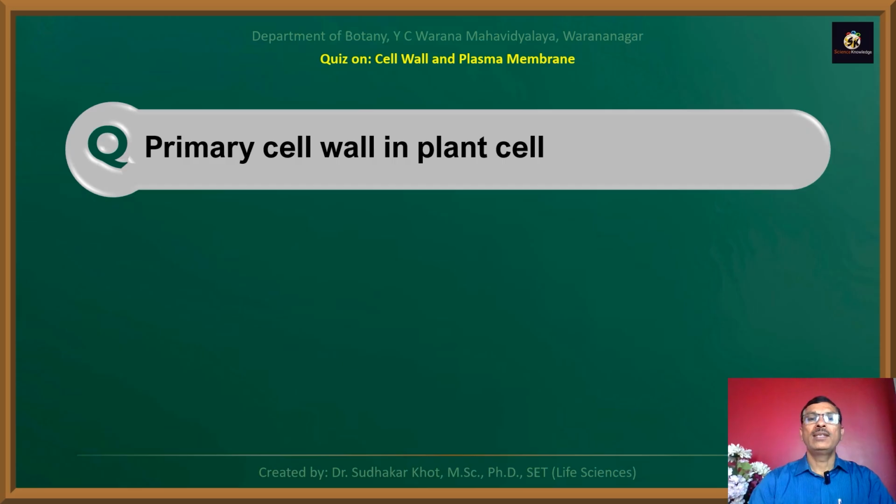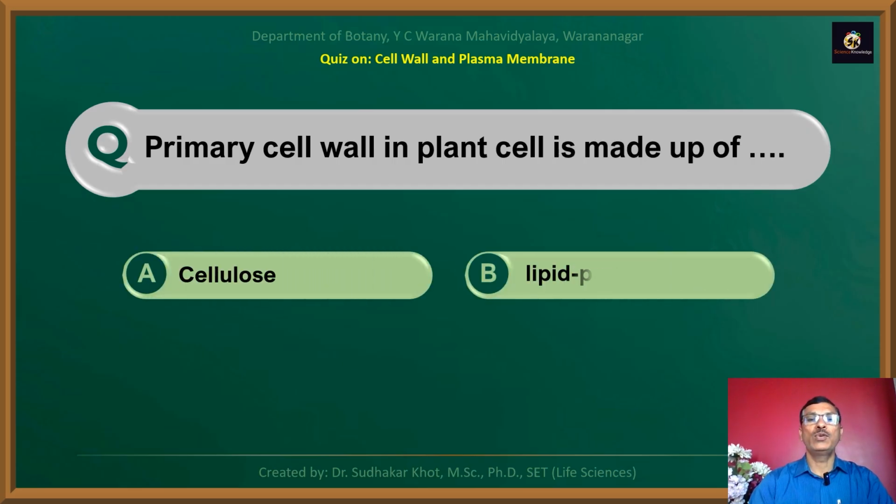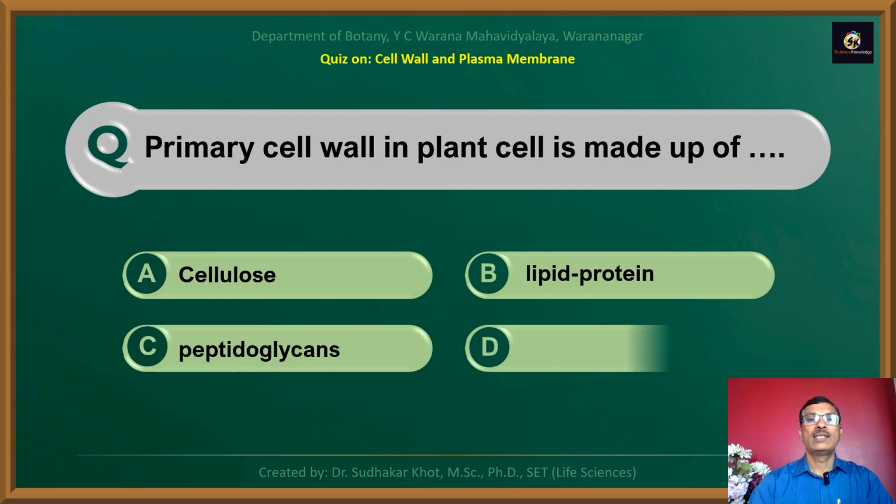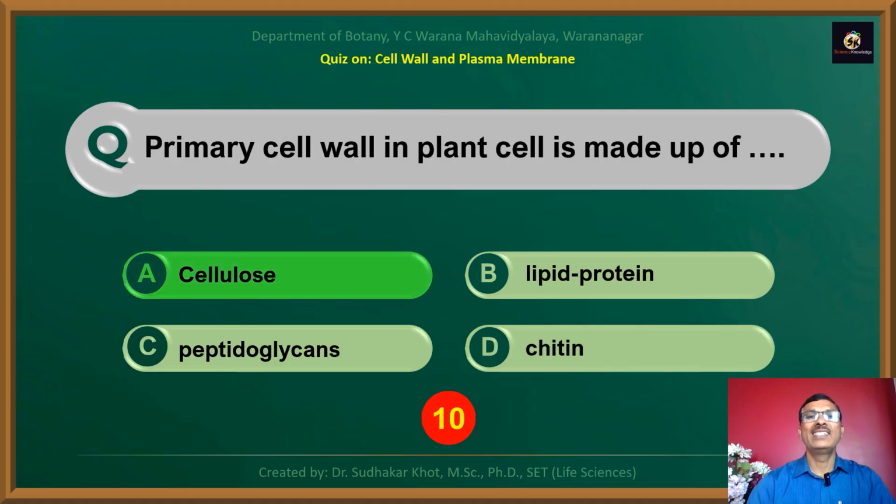Primary cell wall in plant cell is made up of A. Cellulose, B. Lipid protein, C. Peptidoglycans and D. chitin. Which component is present in primary cell wall of plant cell? It is cellulose. So primary cell wall is made up of cellulose, and therefore cellulose is most abundant carbohydrate on the earth. Next question.